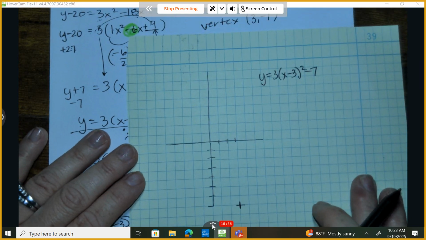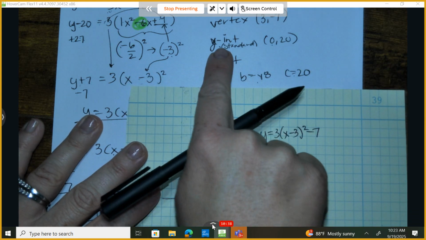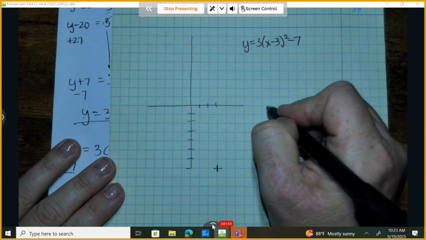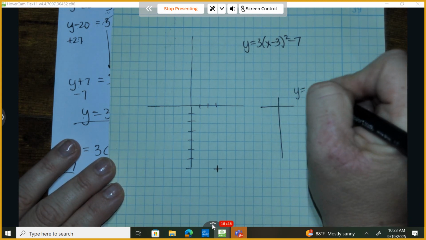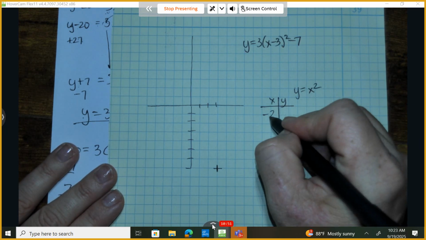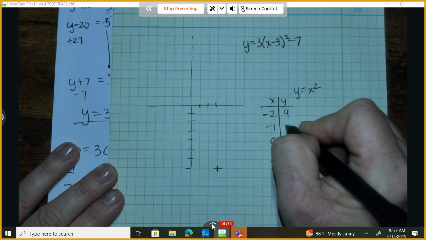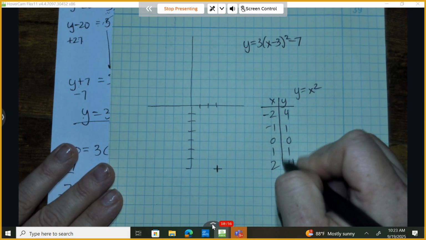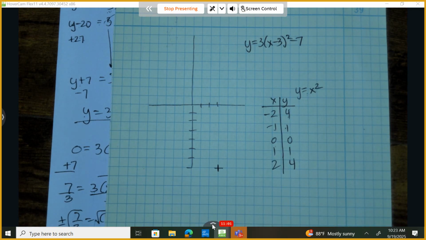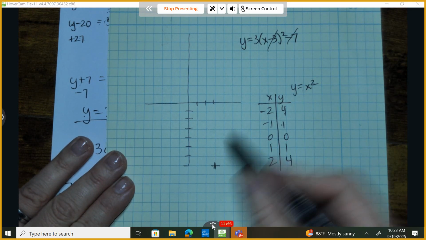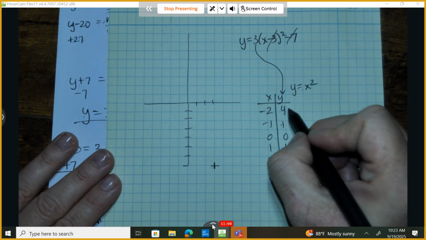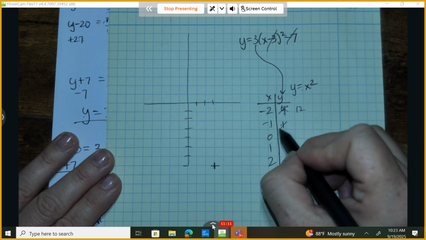That's my vertex. I can also see that we have a y-intercept at 0, 20. Well, I'm not going to be able to go way up there. That's too far off the graph. In Unit 4, we talked about parent functions. And the parent function for quadratics looked like this. 4, 1, 0, 1, 4. How did I achieve those? Negative 2 squared, negative 1 squared, 0 squared, and so on. We learned that this value directly in front will always be multiplied by the y's. 3 times 4 is 12. 1 times 3 is 3.